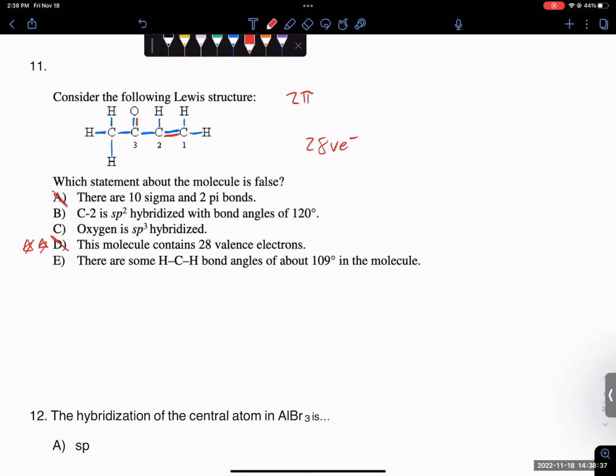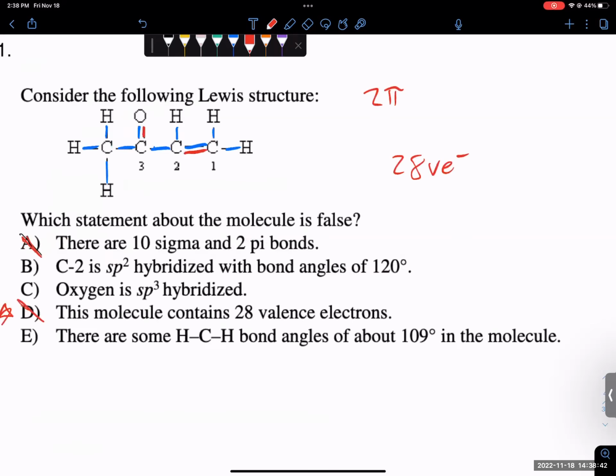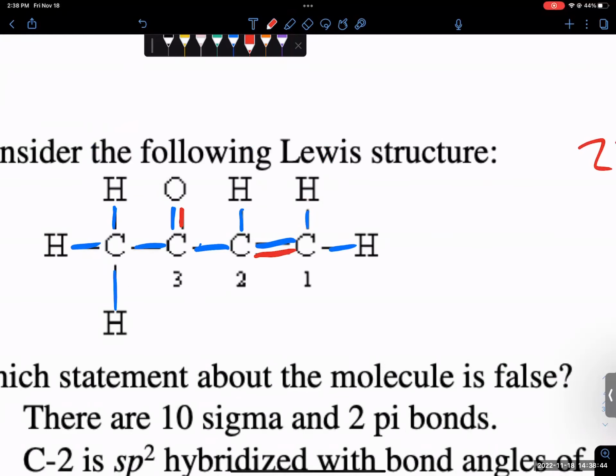Is it C? And it is C, actually. So you have to look at the electron-rich regions, and you have to realize that if oxygen has 2 bonds and it doesn't have a formal charge, how many lone pairs does it have? It needs a full octet. So if it's sharing 4 in bonds, it needs 4 more, right? So it has 2 lone pairs.